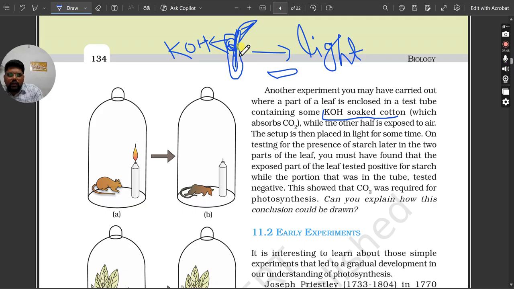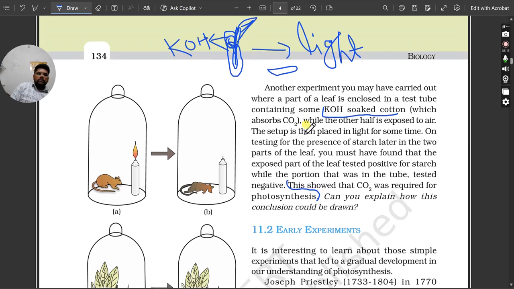The KOH absorbs the carbon dioxide, but it doesn't absorb oxygen. So inside the tube, the oxygen is flowing, but only the carbon dioxide is restricted. The carbon dioxide is absorbed by KOH, so it didn't turn blue or black. So it indicates carbon dioxide is essential for photosynthesis. I hope you understood these two concepts.